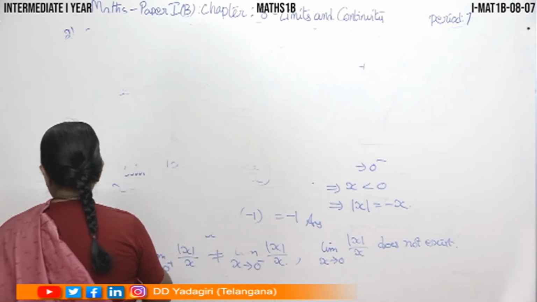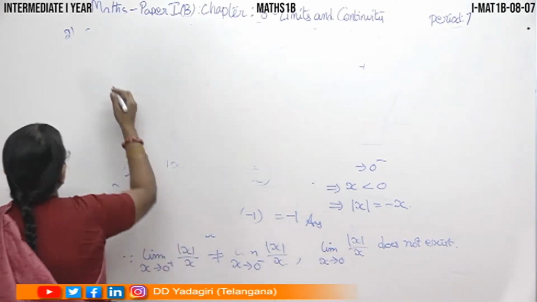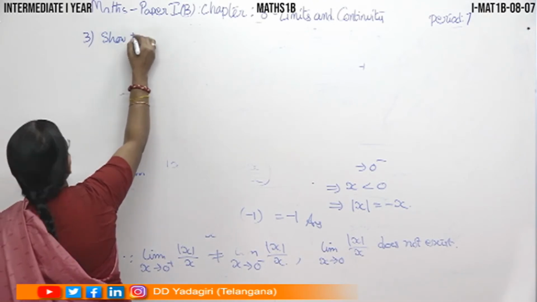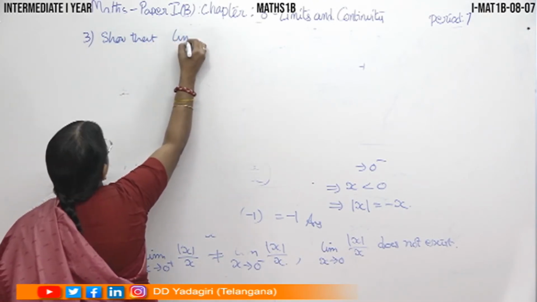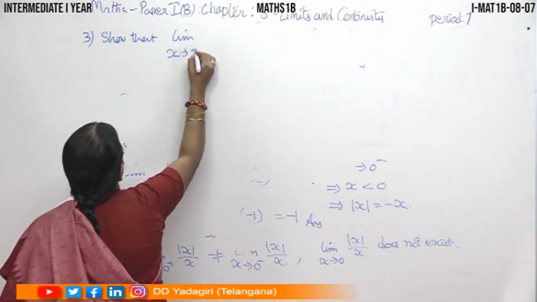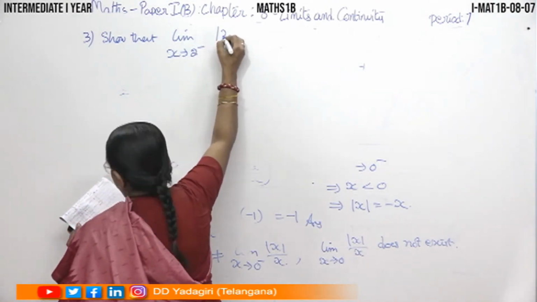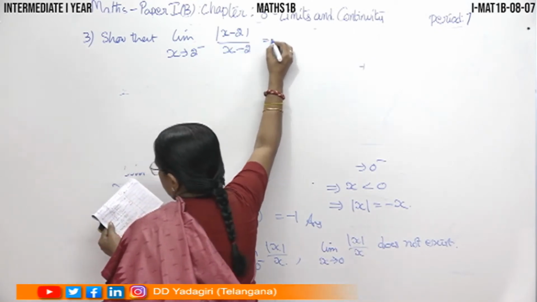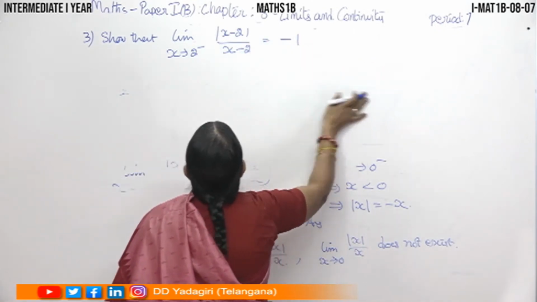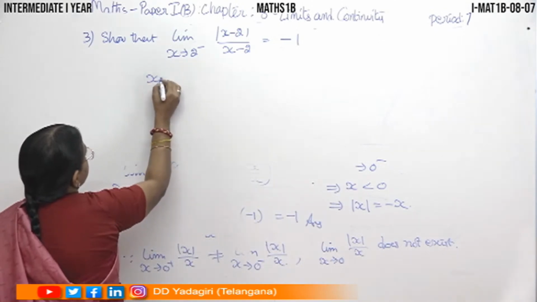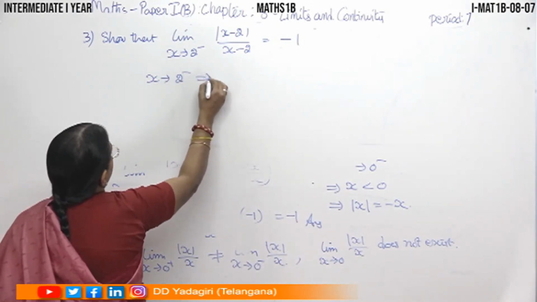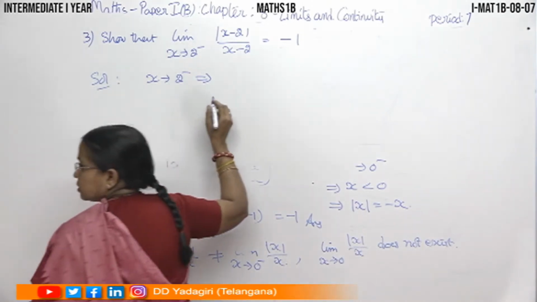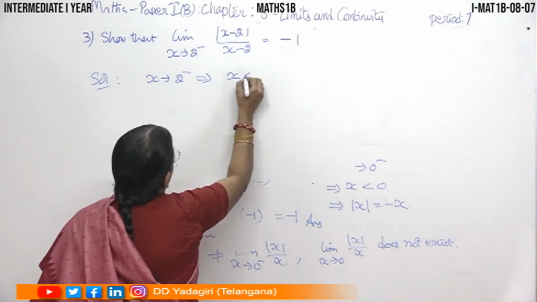Okay, next problem. This is again very important. Third problem. Show that the limit as x tends to 2 minus of mod of (x minus 2) by (x minus 2) is equal to minus 1. So here you are given x tends to 2 minus. In the solution we'll write: x tends to 2 minus means x is less than 2.